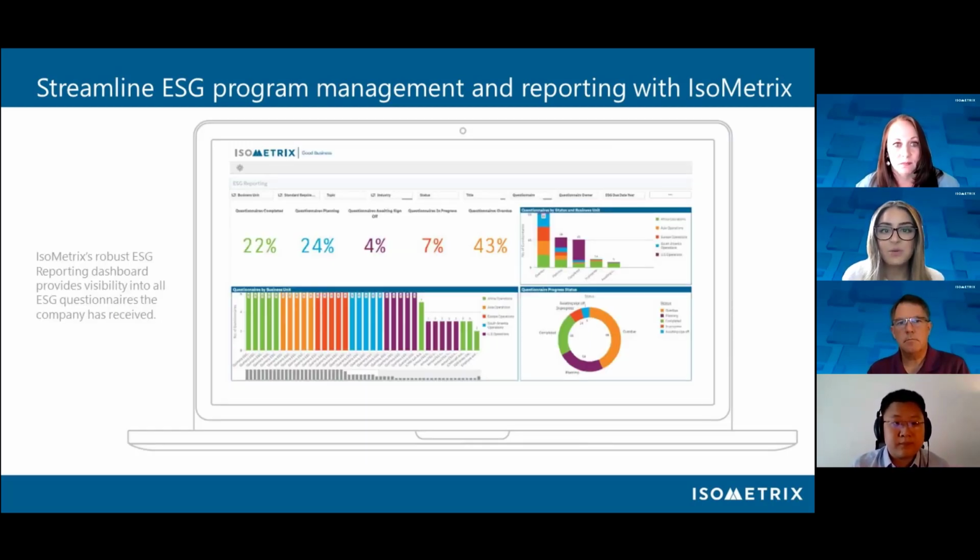On this slide, we're showing IsoMetrix's ESG reporting dashboard, which provides visibility into all ESG questionnaires a company has received. You can use this to monitor the number of questionnaires received per business unit and gain visibility into the status of those questionnaires to ensure they're on track to be completed on time. So you can see how many are awaiting sign off, how many are overdue, how many are in the planning phase, etc.